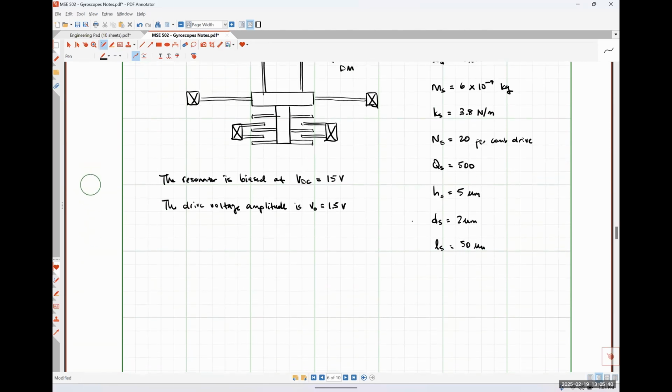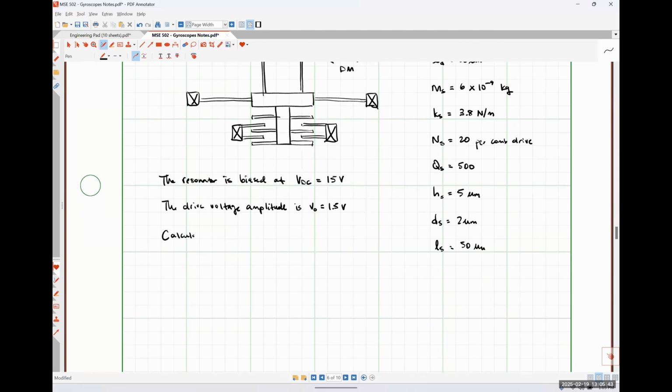And I want us to calculate the maximum change in capacitance seen by the sense electrodes for an angular rotation of capital omega is equal to 10 radians per minute.